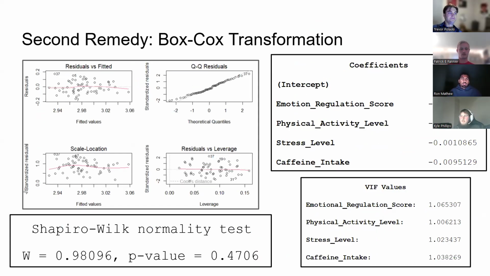The second remedy was Box-Cox transformation, which aims to solve the normality issue. From the diagnostics, we can see that the residuals versus fitted plot appears normal with no pattern. The QQ residuals plot looks a lot better as almost all the points reside along the line. The scale location plot demonstrates constant variance as it appears the same as before, and the residuals versus leverage plot also demonstrates that there are no outliers.